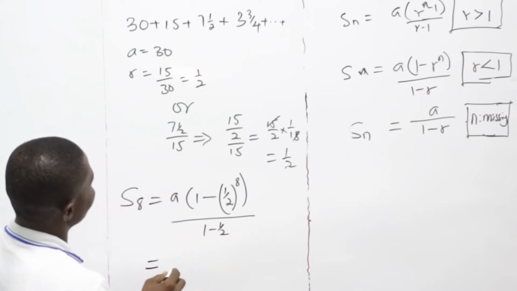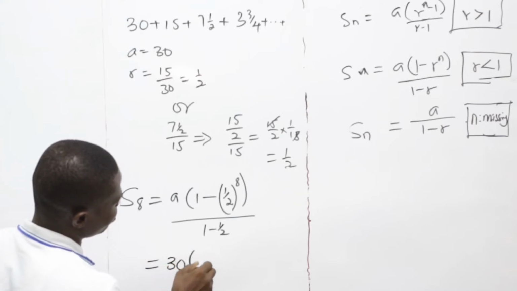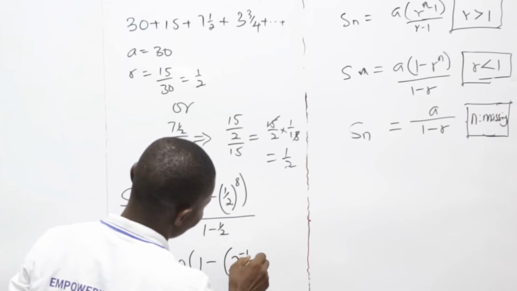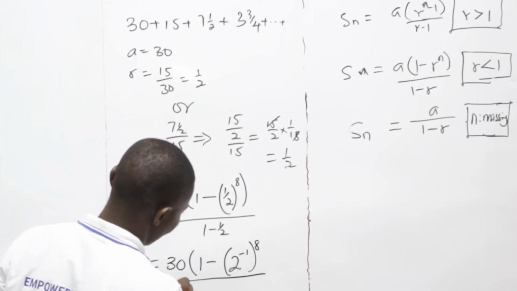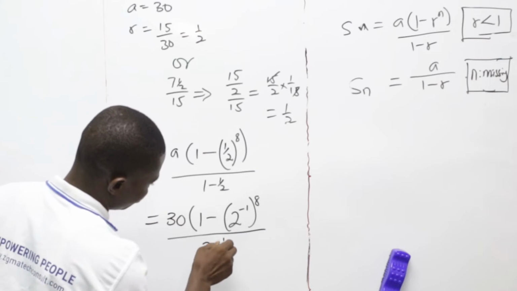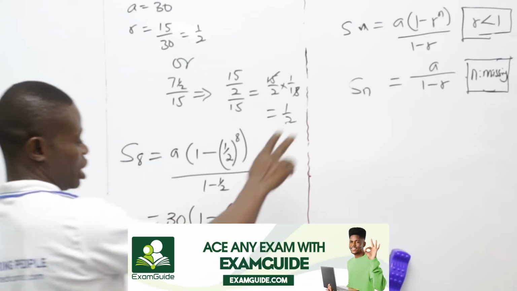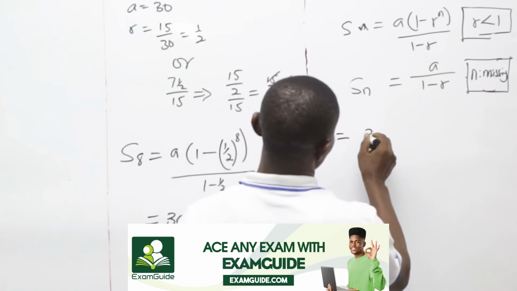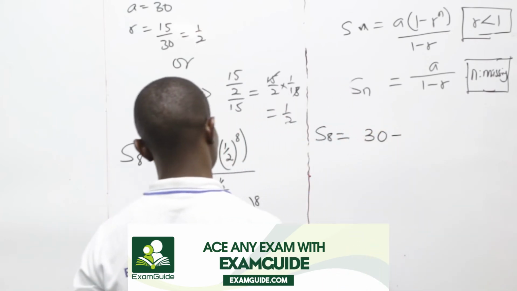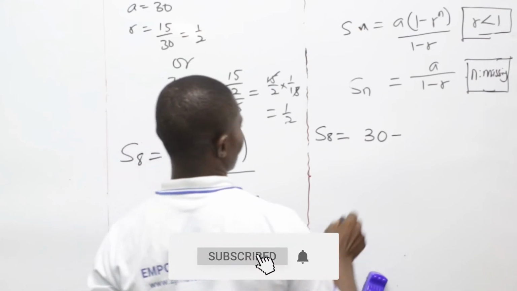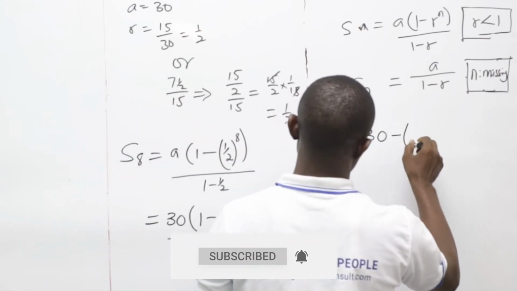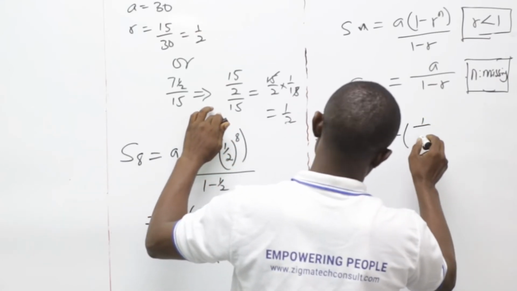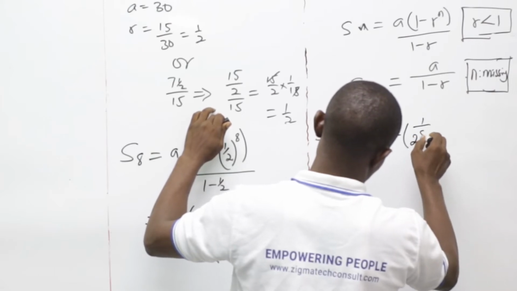Good. Our first term here is what? 30, all right? Into 1 minus bracket 1 over 2 raised to power 8, all over 1 minus 1 over 2. Let's finish it up here. We are having this S8 equals 30 minus bracket, 1 power 8 is 1, while 2 power 8 is 2 raised to power 8. We interpret it.